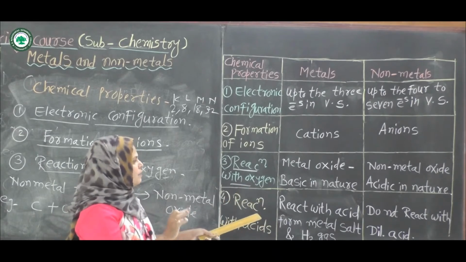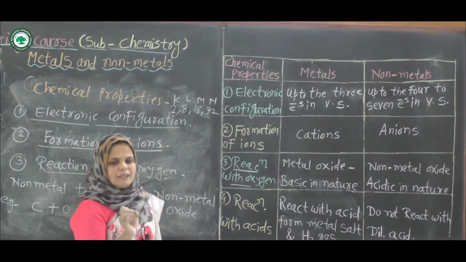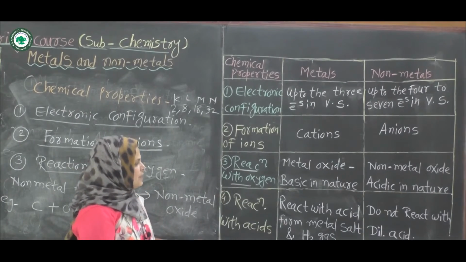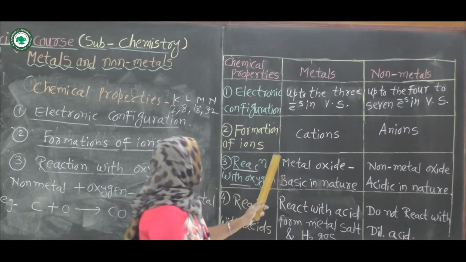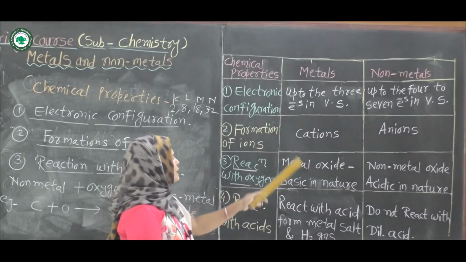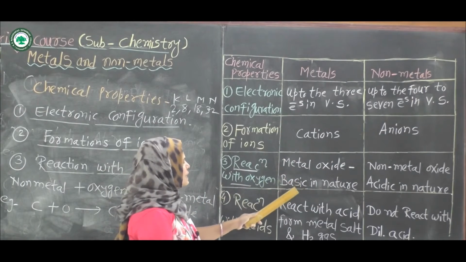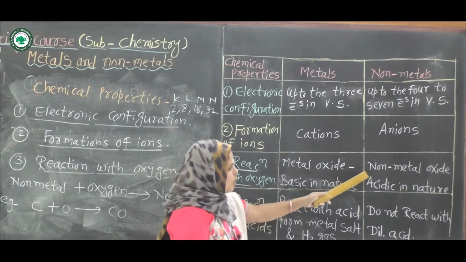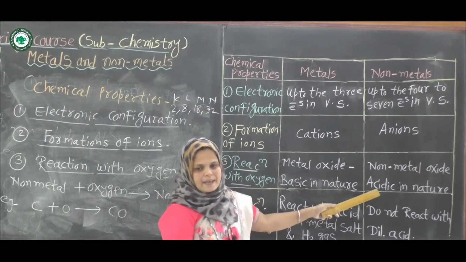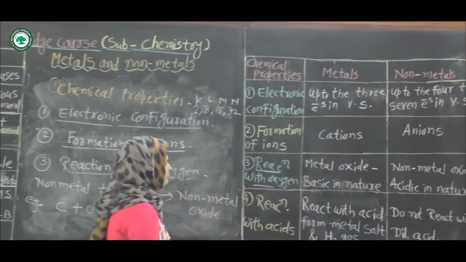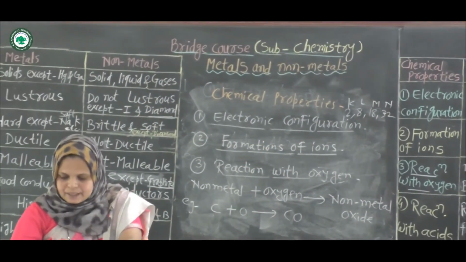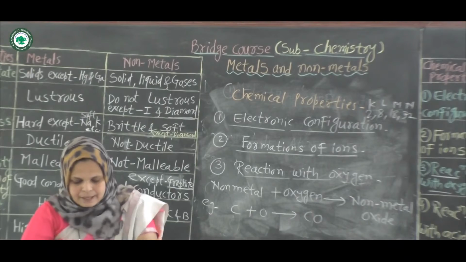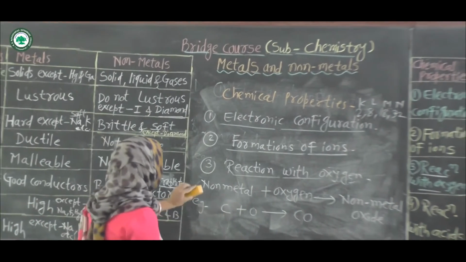Non-metals react with oxygen to form non-metal oxides, which are acidic in nature. Note here that in reaction with oxygen, metals form metal oxides, which are basic in nature, and non-metal oxides are acidic in nature. Okay, then the next, fourth chemical property, which is the reaction with acid.